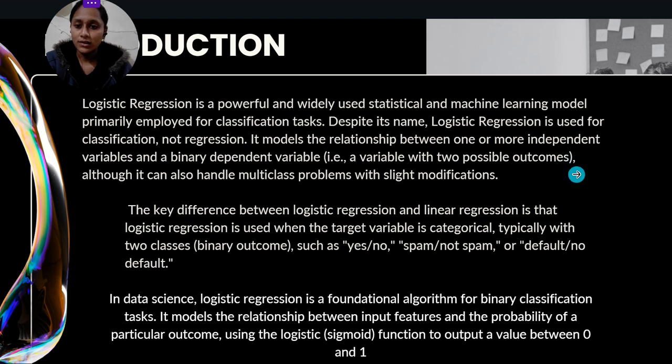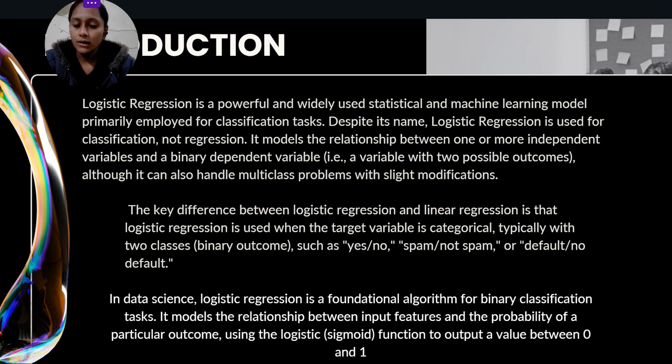Now, let's discuss what is logistic regression. Logistic regression is a powerful and widely used statistical machine learning model primarily employed for classification tasks. Despite its name, logistic regression is used for classification, not regression. It models the relationship between one or more independent variables and a binary dependent variable. It can also handle multi-class problems with slight modifications.